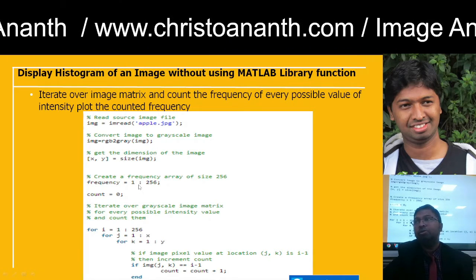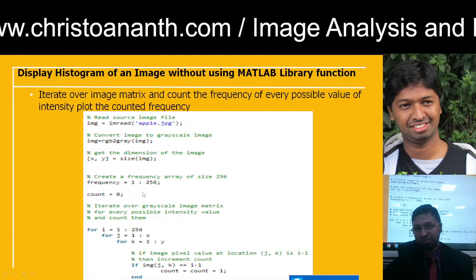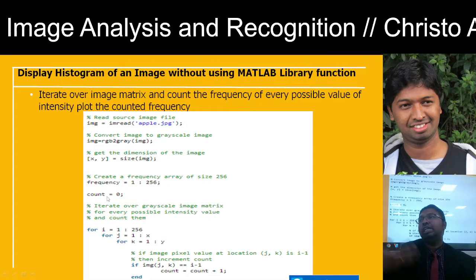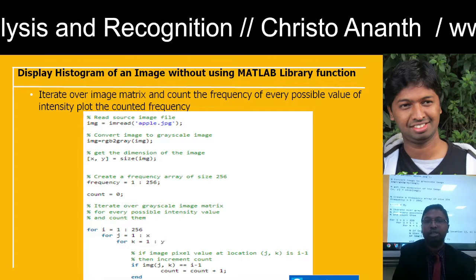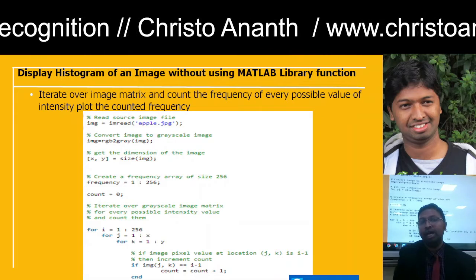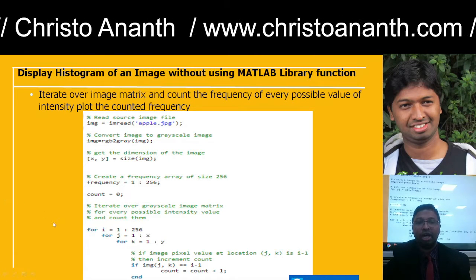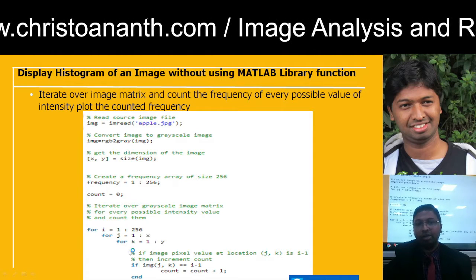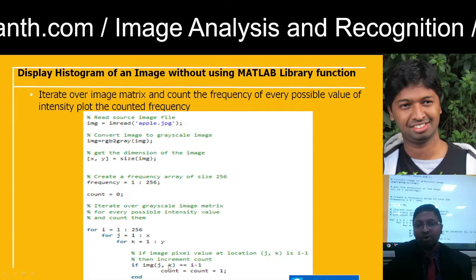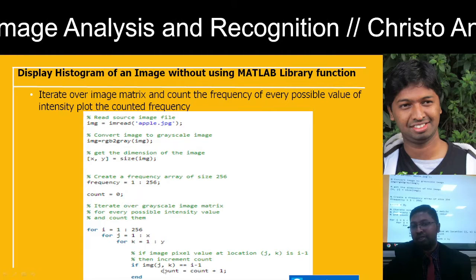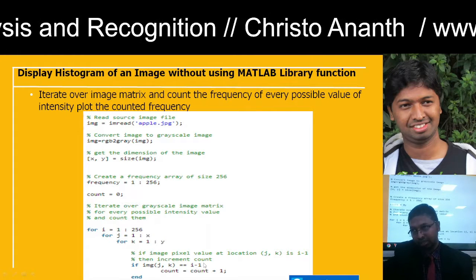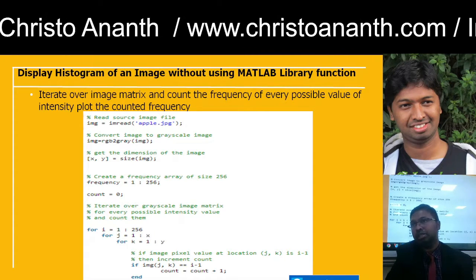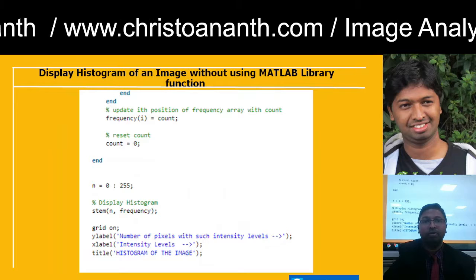So frequency is equal to 1:256, then count equal to 0. Then you iterate over the grayscale image matrix for every possible intensity value, and you count them. So for i equal to 1 to 256, for j equal to 1 to x, and for k equal to 1 to y, you go for this condition. If image of j comma k is equal to i minus 1, then count is equal to count plus 1, then you go with the end statement.